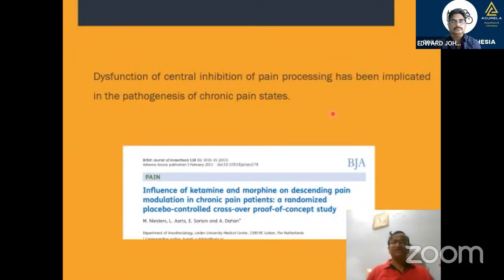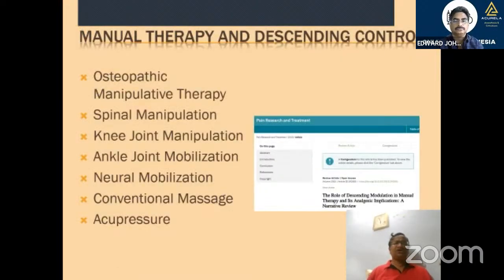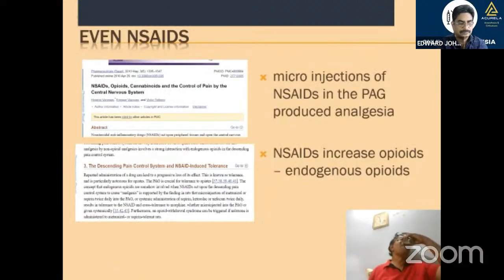Dysfunction of the central inhibition of pain has been implicated in chronic pain. But we think otherwise. There are a lot of manual theories, and we know descending modulation in so many manual theories. Manual manipulative theory, knee joint manipulation, ankle joint mobilization, all these things previously we thought ascending only, but now they have got a role in descending control.